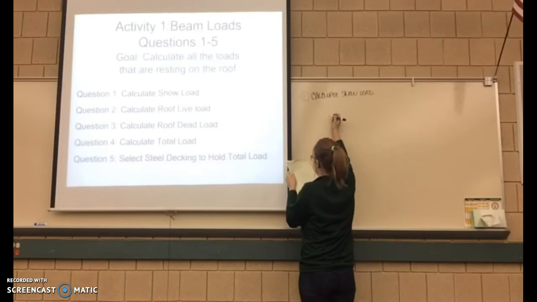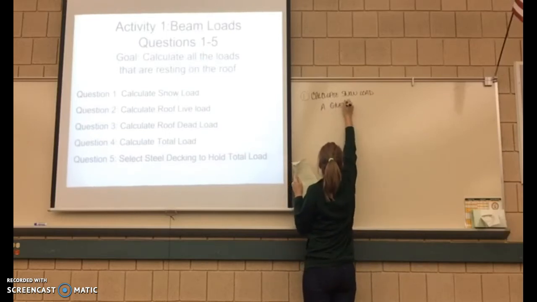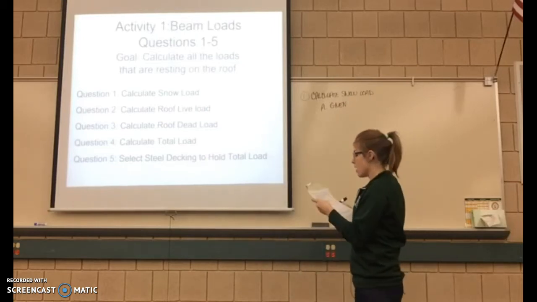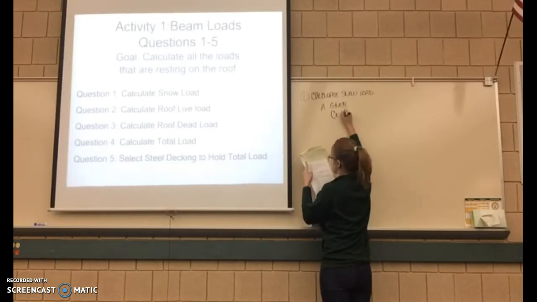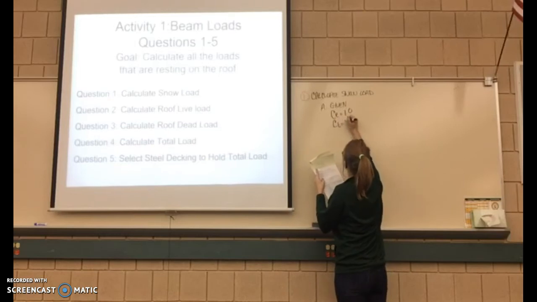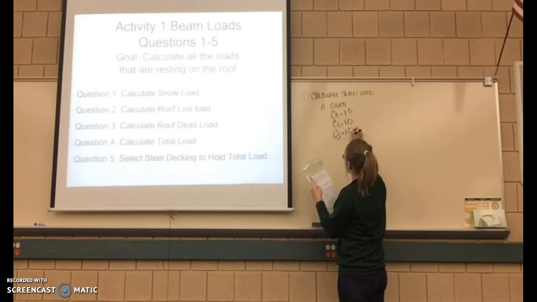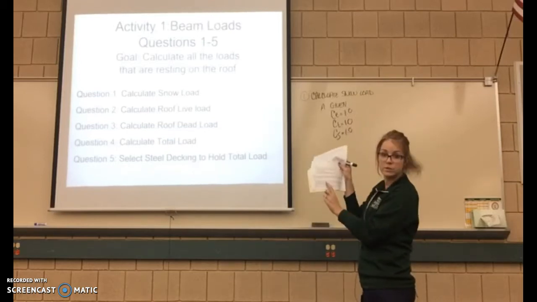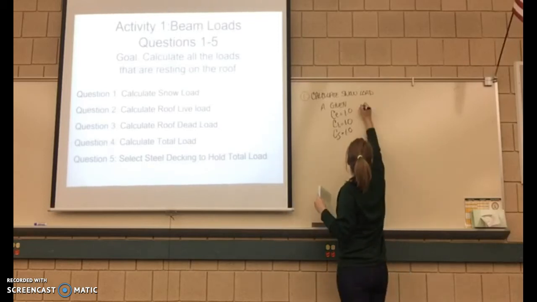Alright, so let's write down our givens. I'm going to break this into steps. So what are our givens? You can look in your worksheet. We know that CE equals 1.0, CT equals 1.0, and CS equals 1.0. And then we're also given all these different things about our roofs and the criteria. So I'm just going to make a note that it's a flat roof as well.